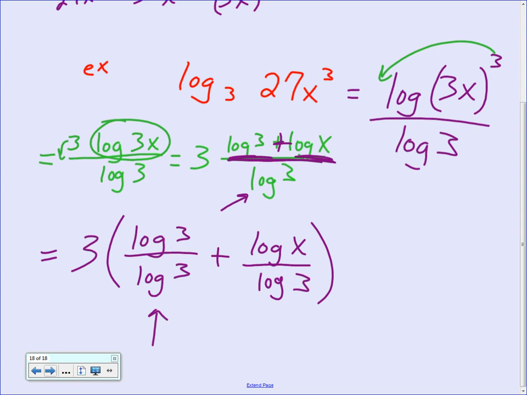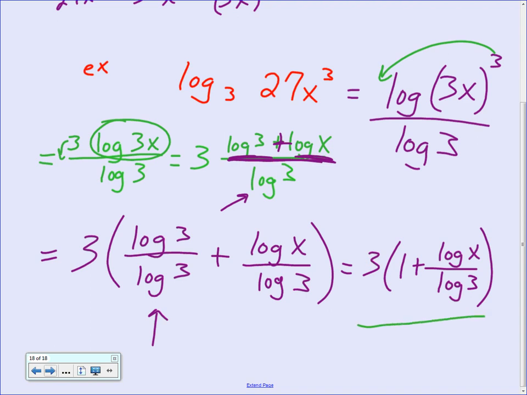And so, where do we go? We can just say 3 times 1 plus log of x over the log of 3. So there you go. One way to manipulate it to go from the log base 3 of 27x cubed down to here, to go from the start to something else.